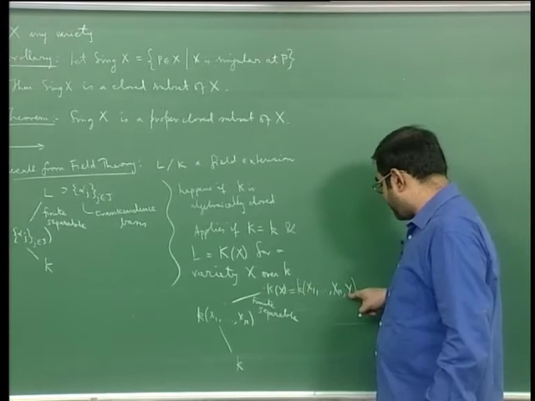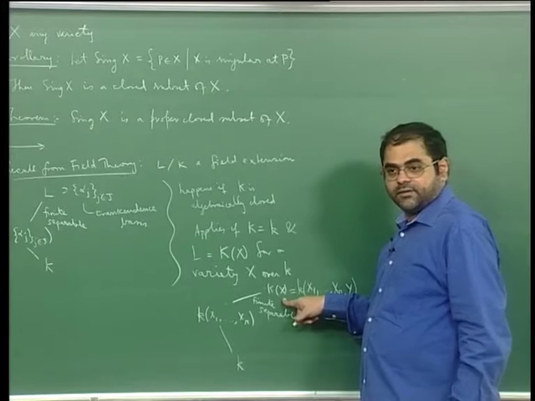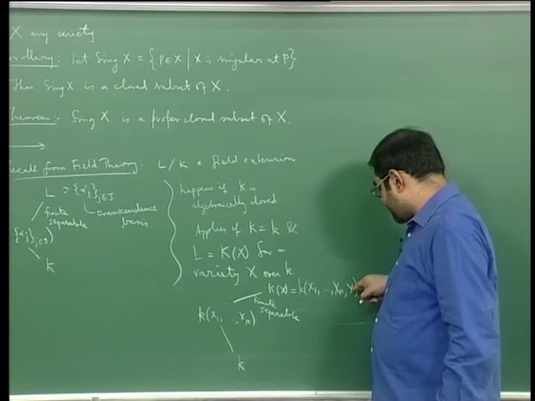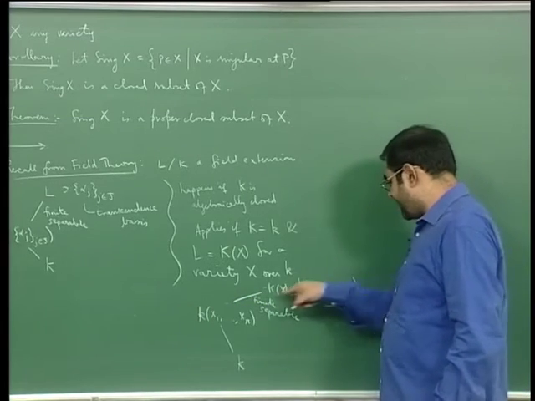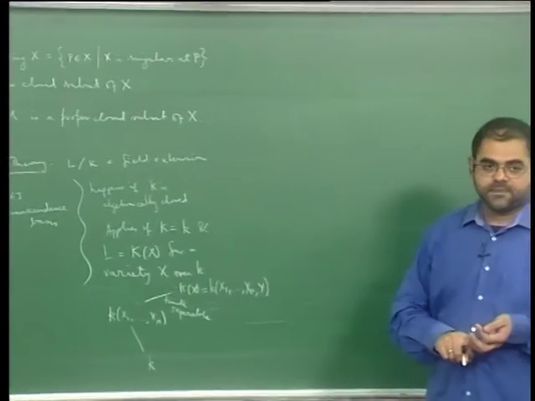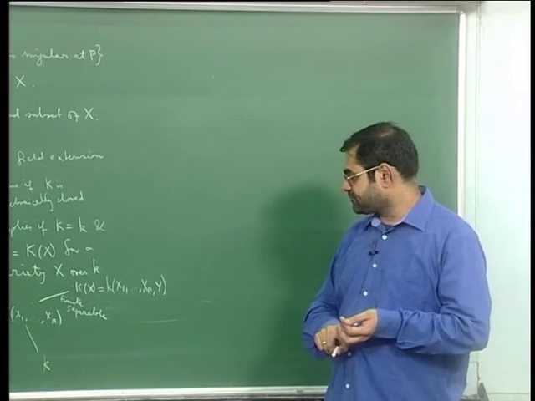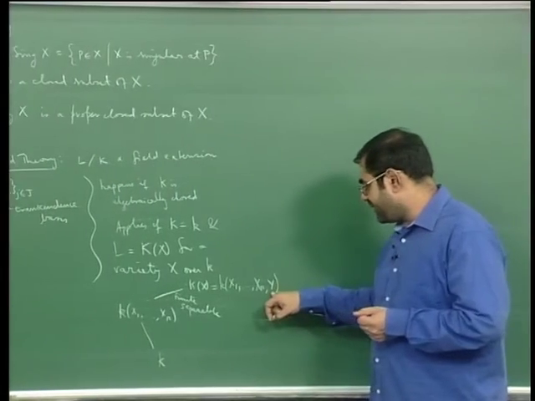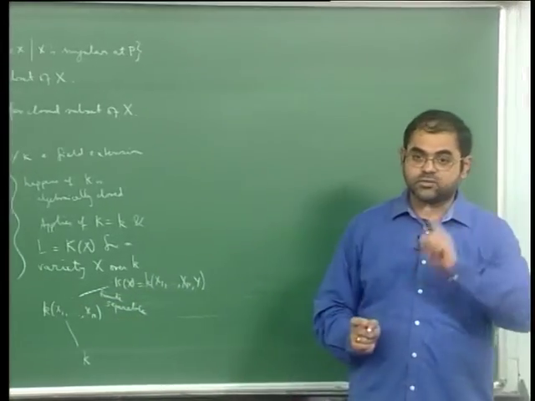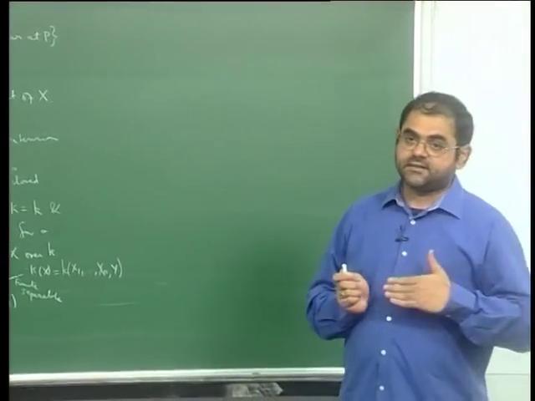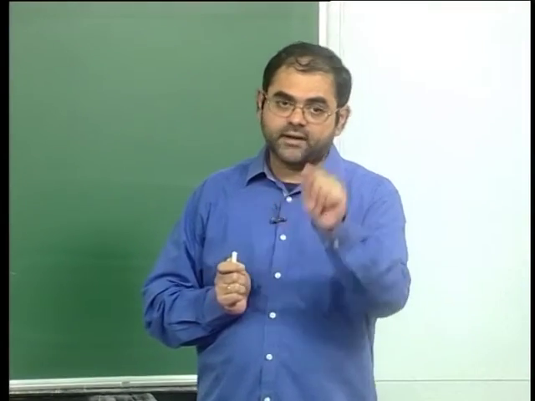You can find a capital Y in K(X) such that when you adjoin this capital Y to this field, you get this field, and that is all of capital K(X). You get this capital Y because this over this is finite separable, and you are using the so-called theorem of the primitive element, which says that a finite separable extension can be gotten by adjoining just one element.